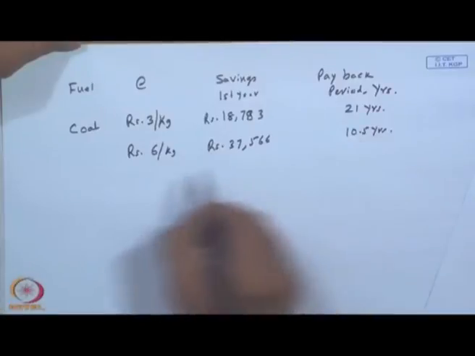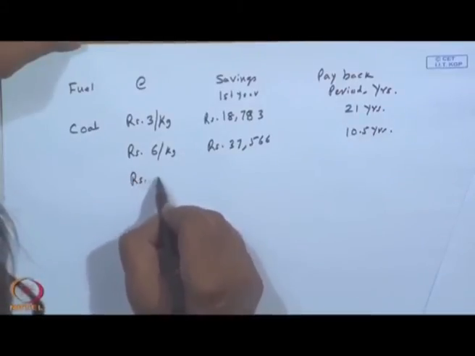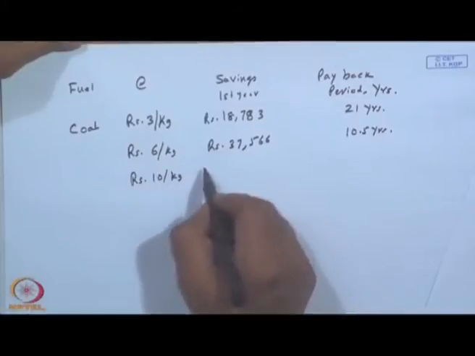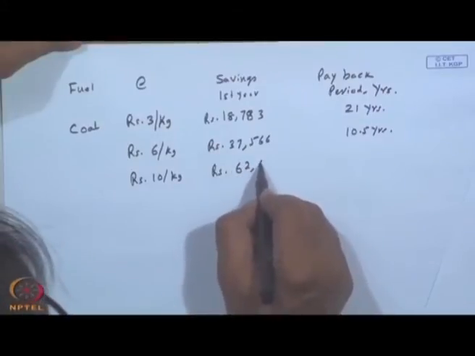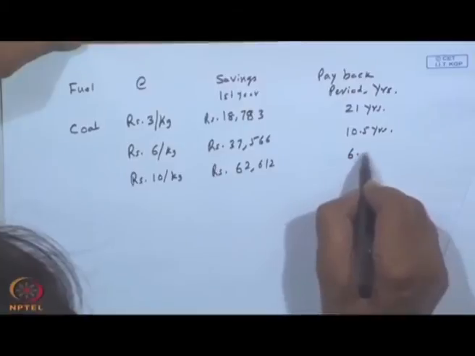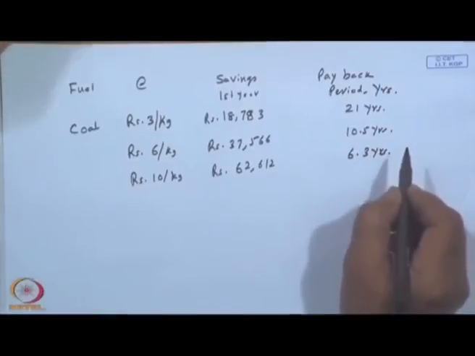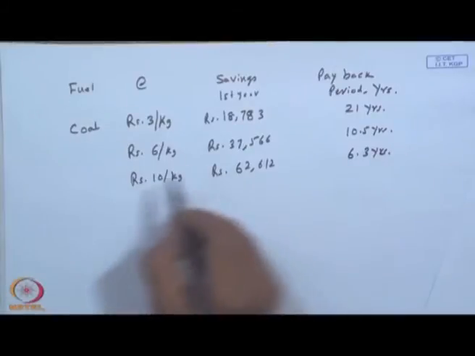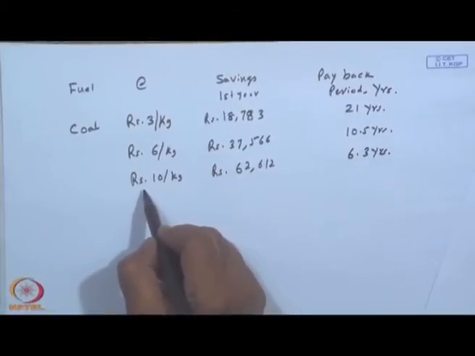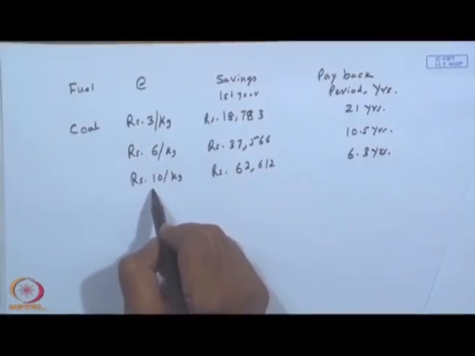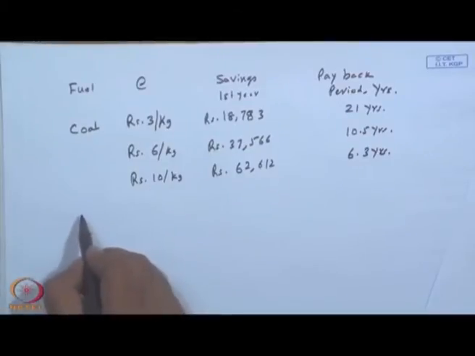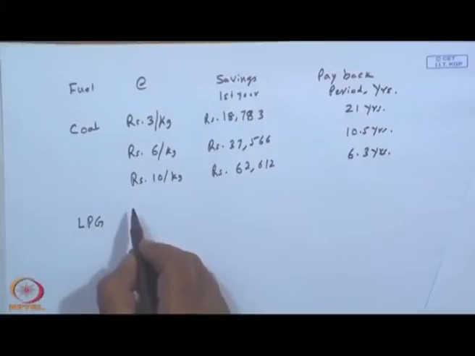This becomes half, 10.5 years, and at Rs 10 a kg, which will be Rs 62,616, leading to 6.3 years. These are not cooked up numbers, and I have locally verified that the coal, just household coal, is sold at about rupees 10 per kg. So, 6.3 years, still it is a large time if you compare with the coal.